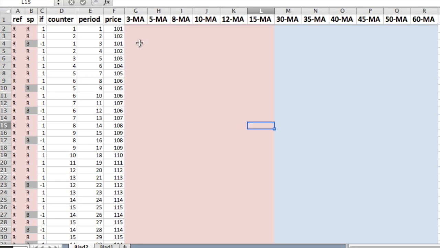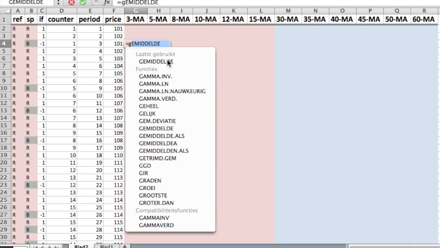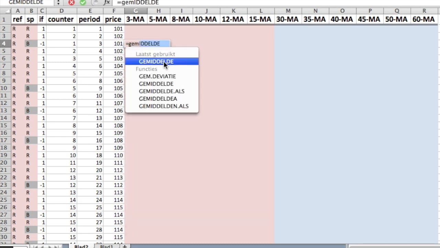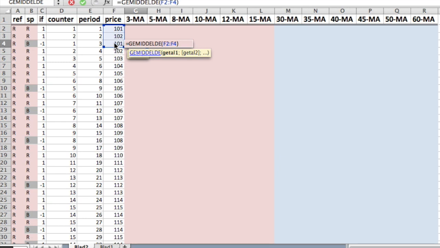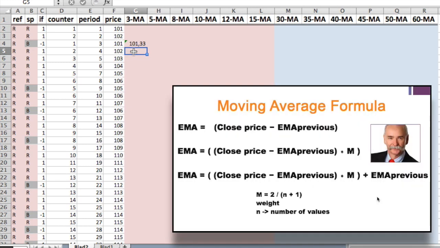So now let's calculate the 3 periods moving average. You start somewhere, so we calculate the average of these 3 values. And then we will calculate the new exponential moving average. So remember, the current close minus the exponential moving average from the previous period, this here, right?